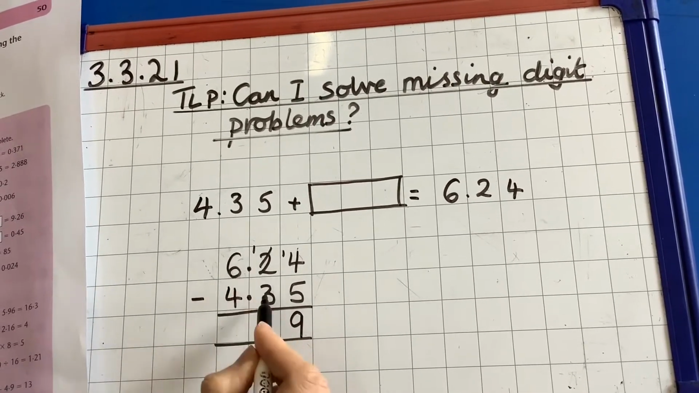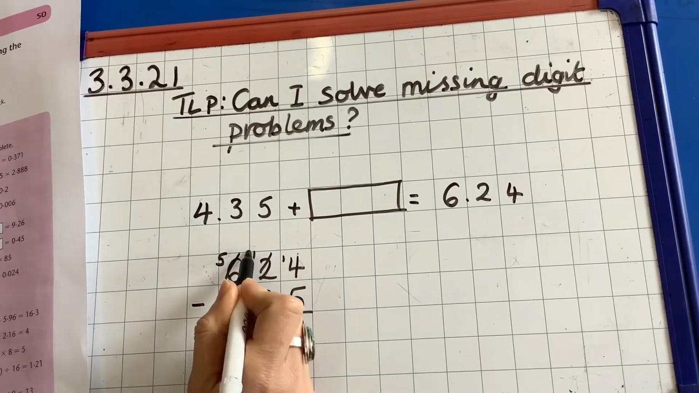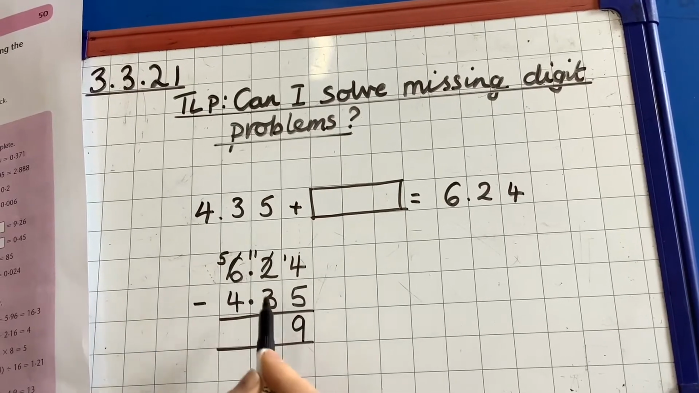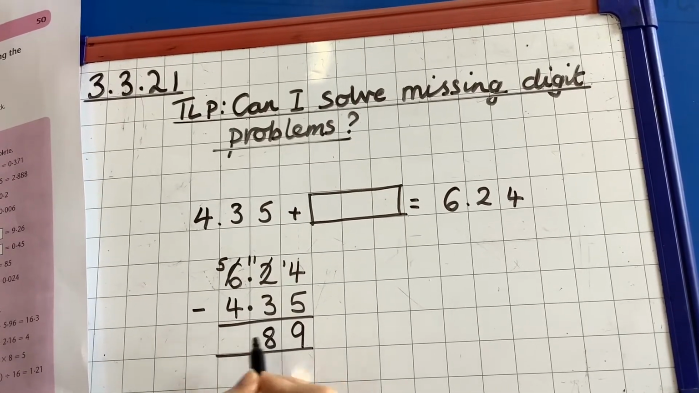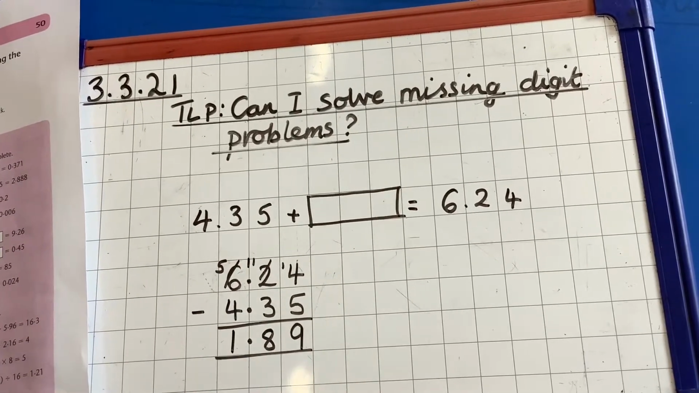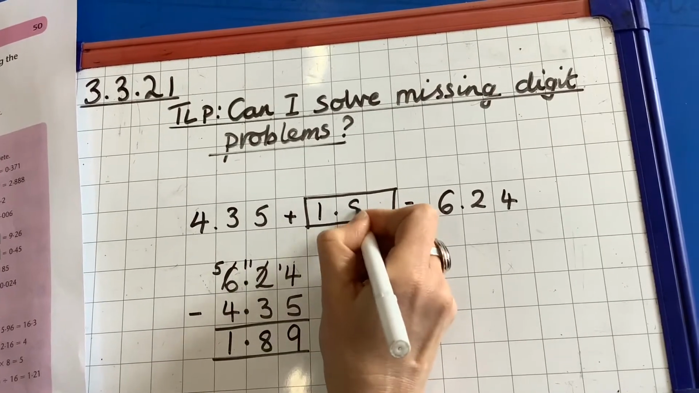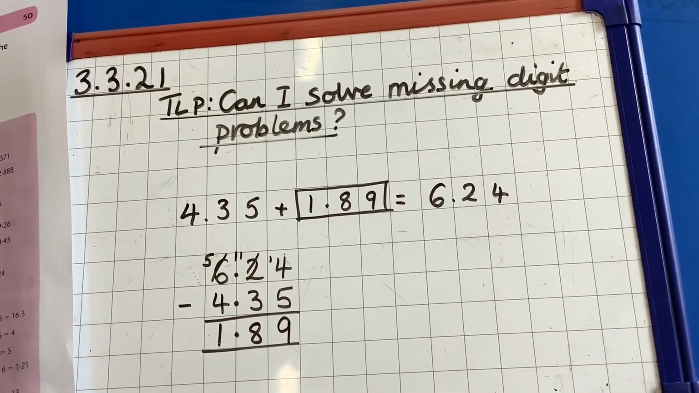Can I do 1 subtract 3 or 1 take away 3? No. To do some exchanging over here. Here we are. So 11 take away 3 is 8. Do not forget your decimal point. 5 take away 1. Sorry, 5 take away 4 is 1. So I think this is the number that's missing from here.